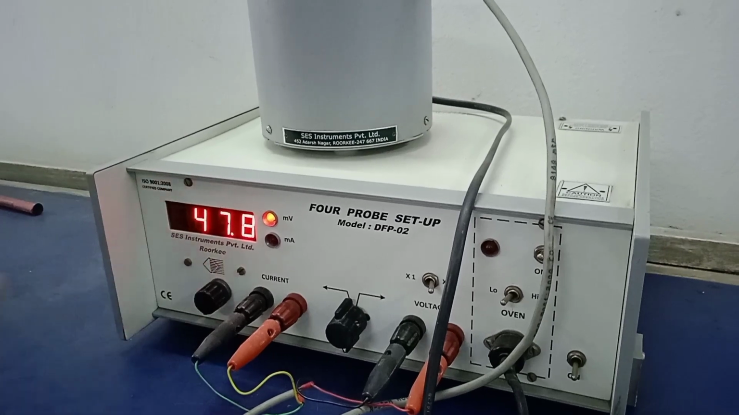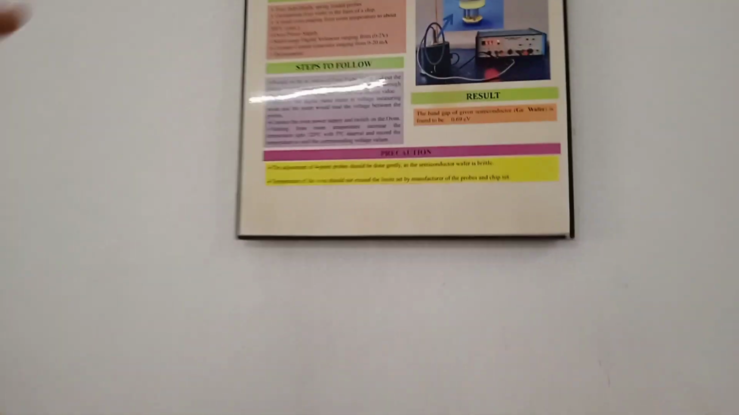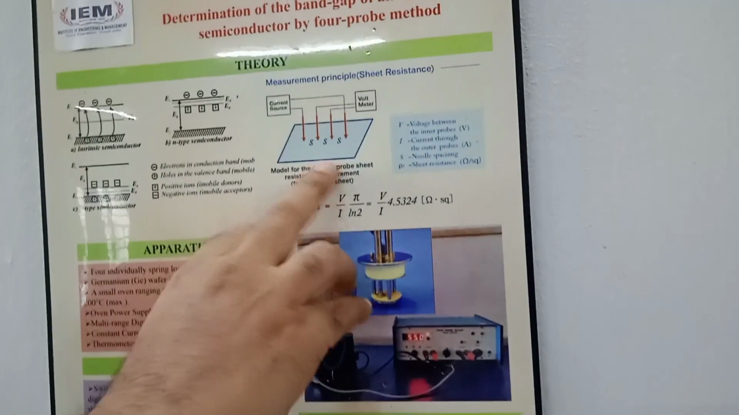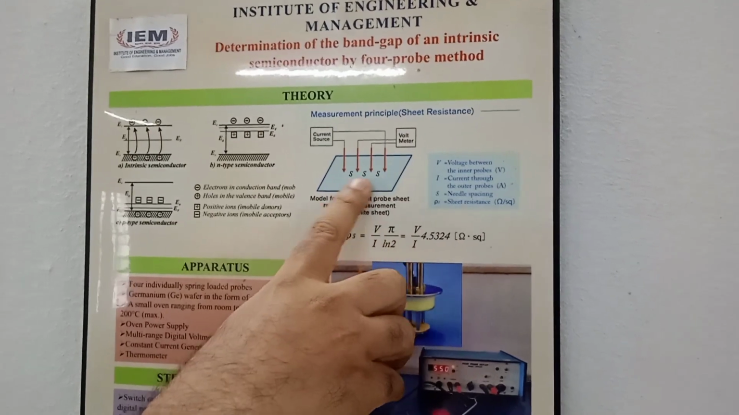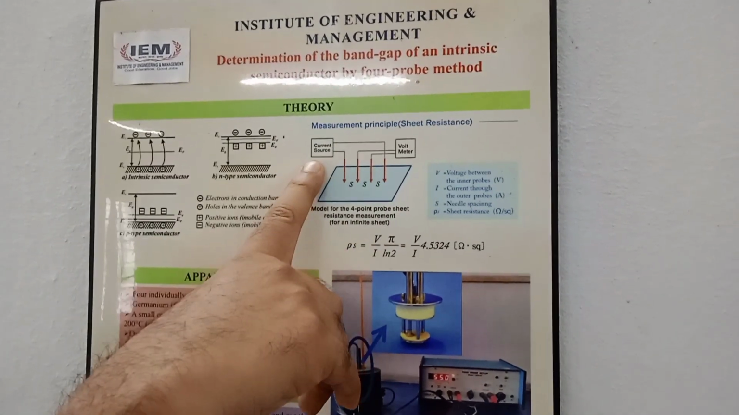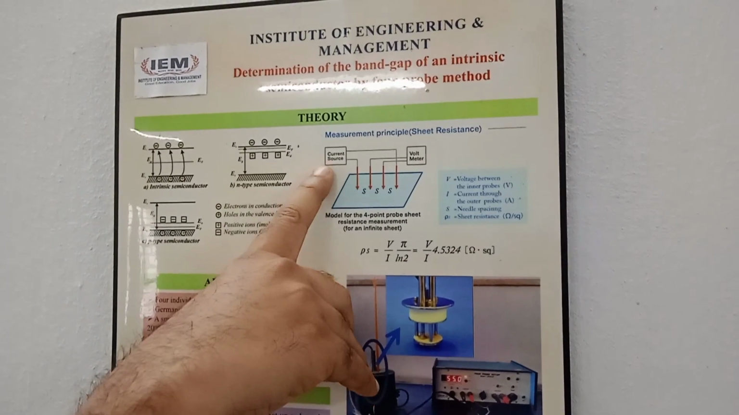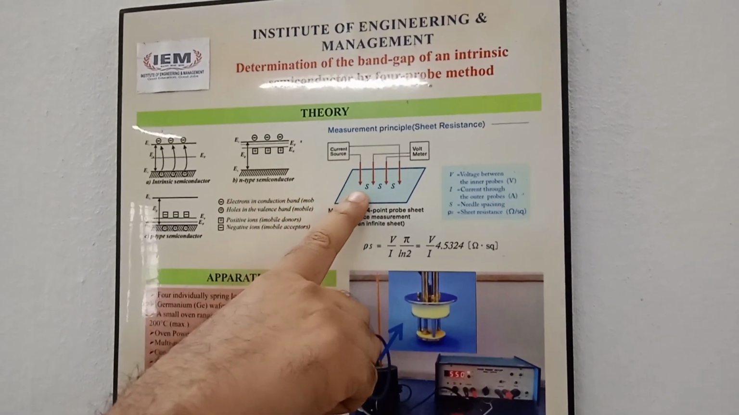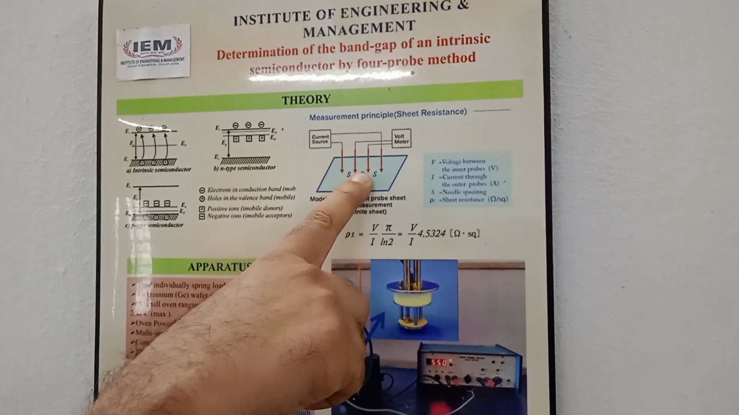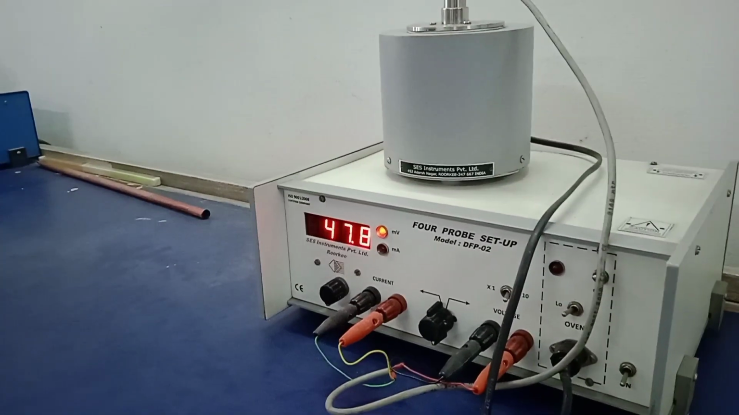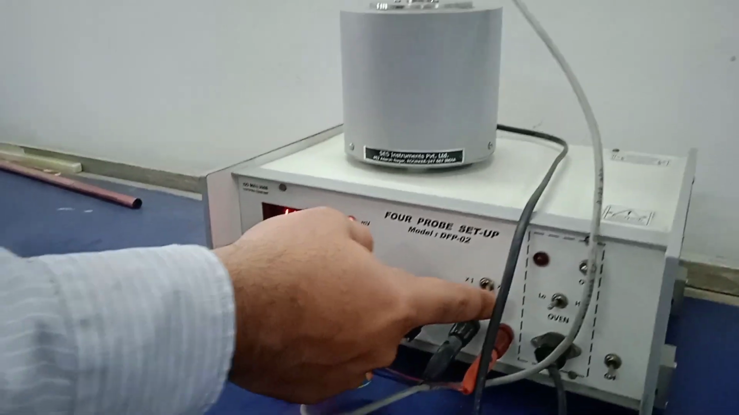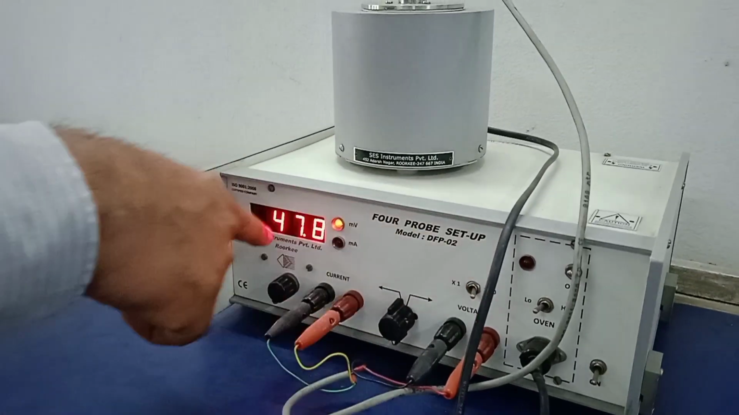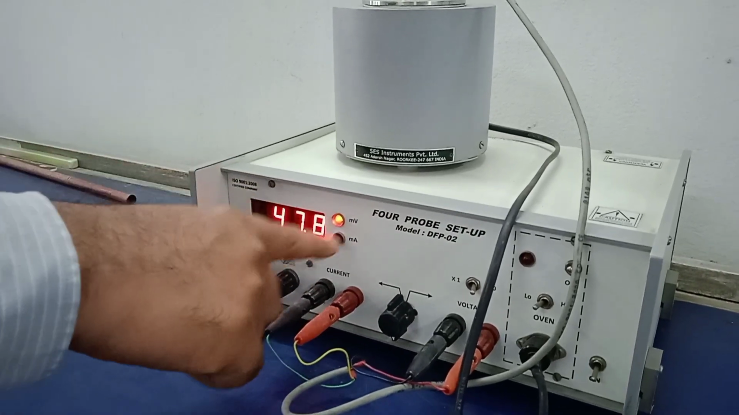You can see the wafer is like this, and these inner 2 probes are connected to the voltmeter, and the outer 2 probes are connected to the current source. I told you that here you have to set the current around 5 milliampere, and the voltage drop across this we are getting is around 47.8 millivolt at this room temperature. Here the voltage is showing into 10, so this is 478 millivolt.